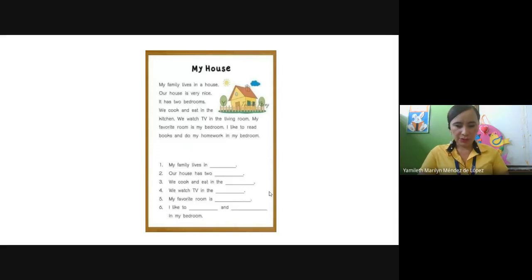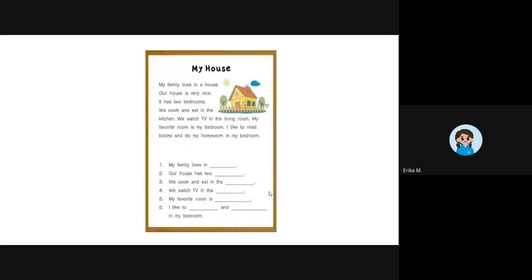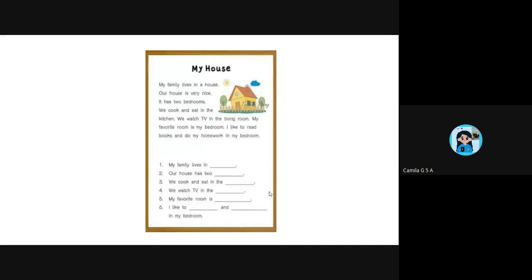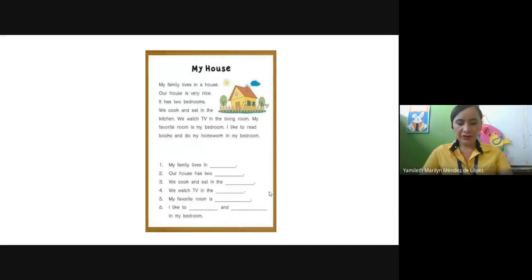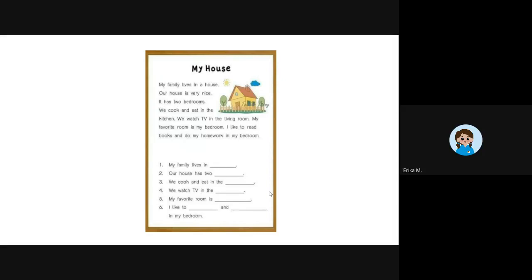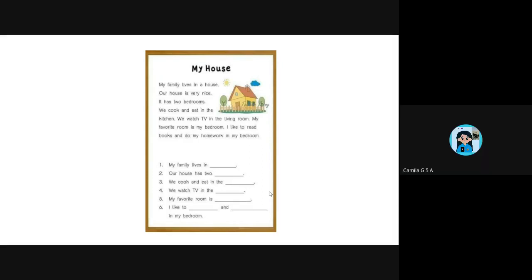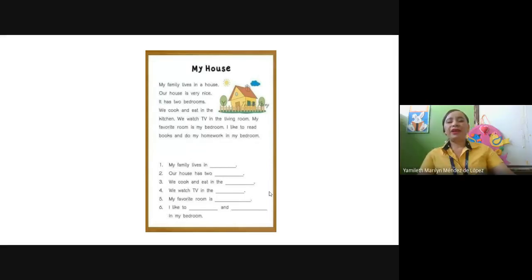What is number 3? Someone who wants to read me number 3? We cook in the kitchen. Excellent. 4. What's number 4? We watch TV in the living room. 5. My favorite room is my bedroom. And number 6. I like to read my books and do my homework in my bedroom. Very good. Excellent. Clap for you. You understood this.